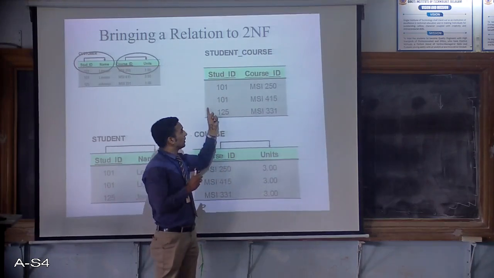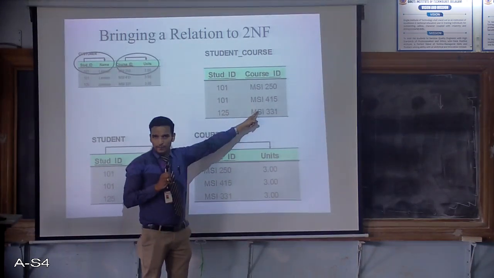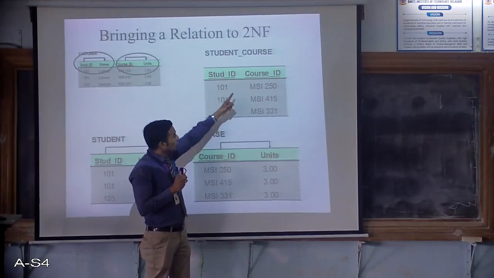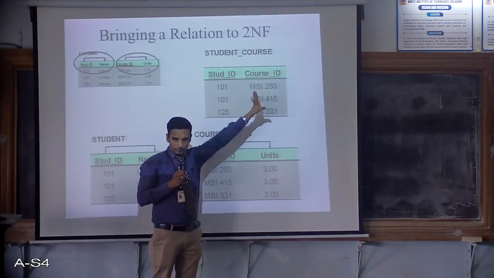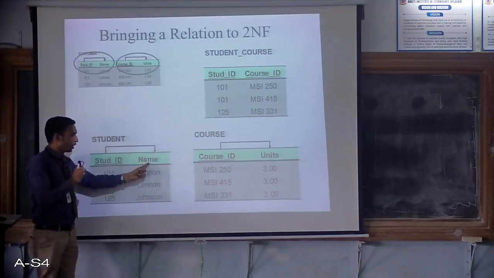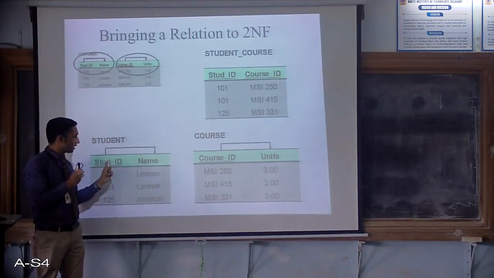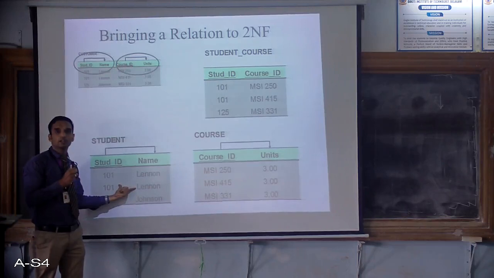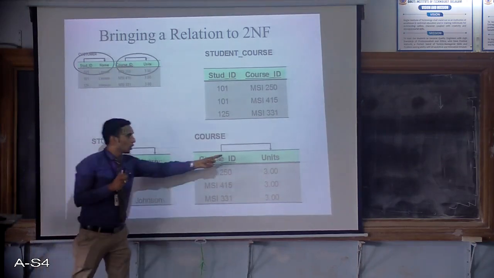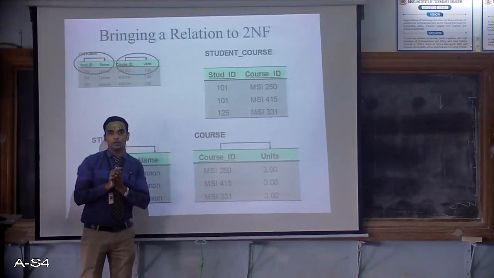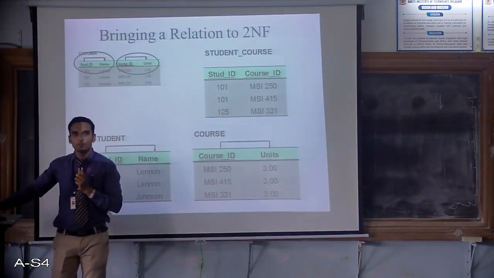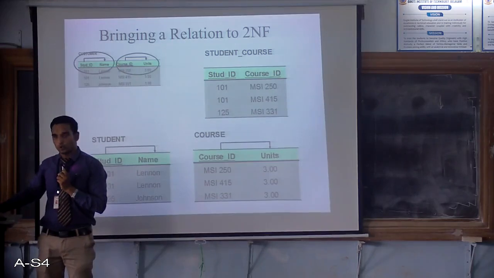Now look at each table. Already it is in 1NF, we have scalar values. And the non-key attribute, there is no non-key attribute, so by default it is in 2NF. Look at this. The non-key attribute is dependent only on the key attribute, so it is said to be in second normal form. So this is how you can decompose a given relation into second normal form.